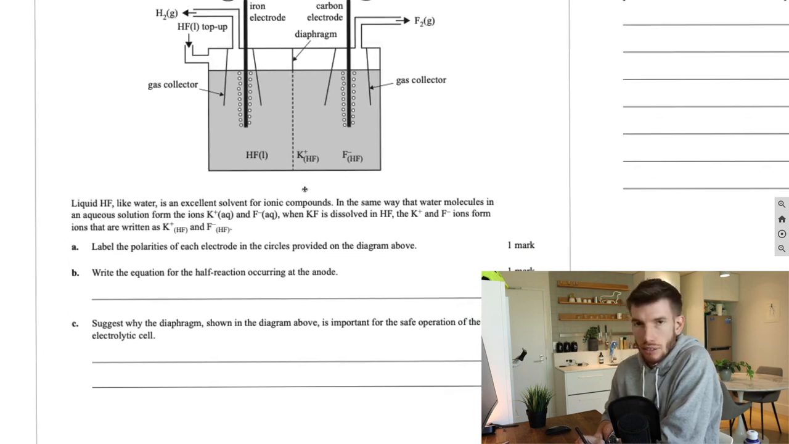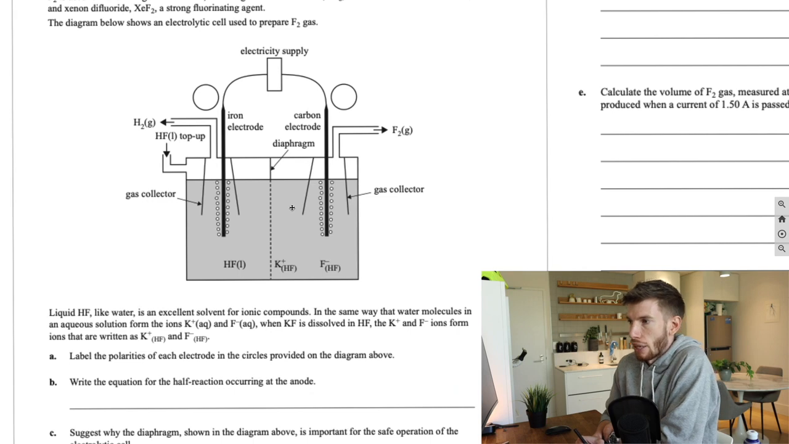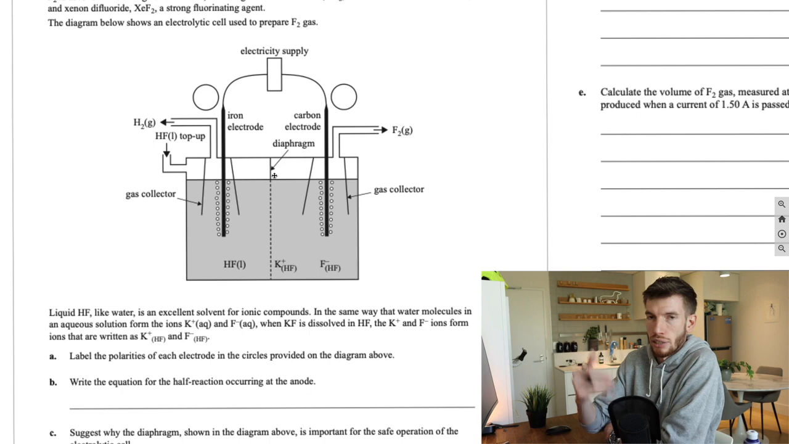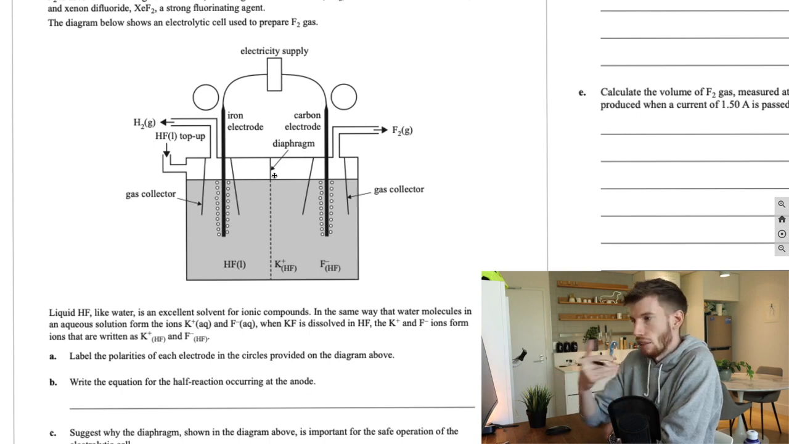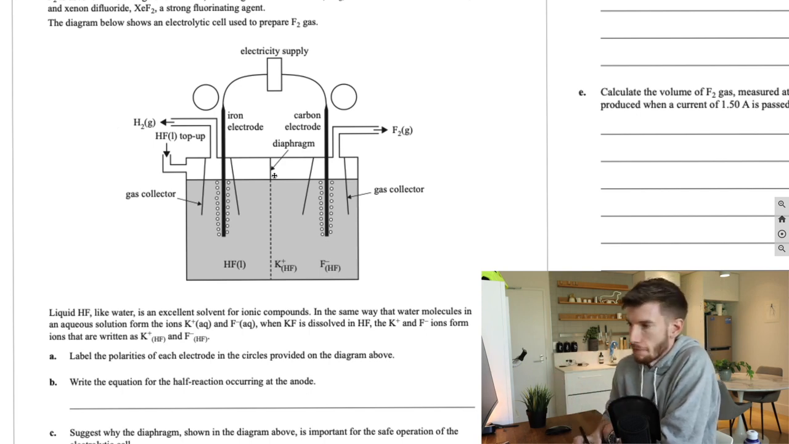This is a pretty classic type of question, asking you to label something from an electrical or electrochem setup, whether it's galvanic or electrolytic. Might be about the direction of electron flow, might be about the polarities of the electrodes, or labeling where the oxidation or reduction is happening, labeling the cathode and the anode and that kind of thing.